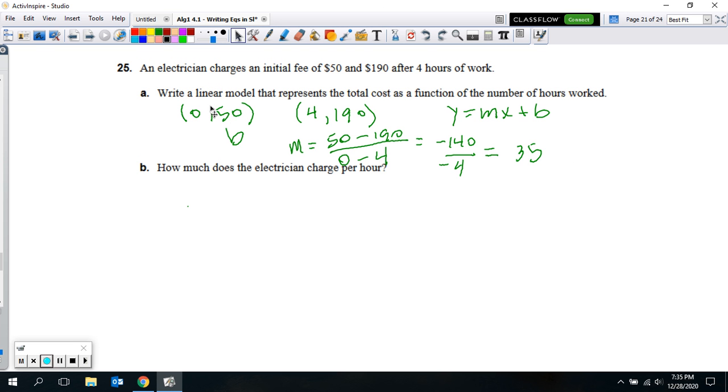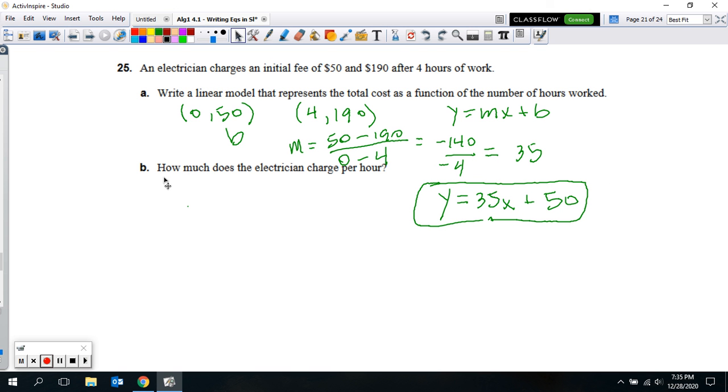So using this as our m, 35, and this as our b, 50, let's go ahead and plug it in. So y equals 35x plus 50. So there's our answer to A. We wrote a linear model that expressed the total cost, y, as a function of the number of hours worked. That's our x. X is the number of hours worked. So if we were to work 4 hours, if I plug in 4 here, 4 times 35 would give me 140, and then I add 50 to that, which gets me to that 190. So you can see how that would work. We can check that for any number of hours.